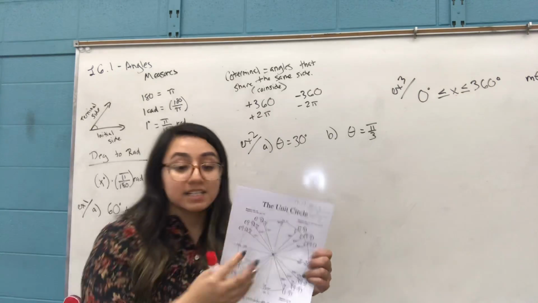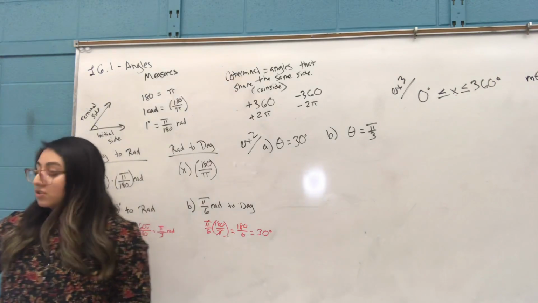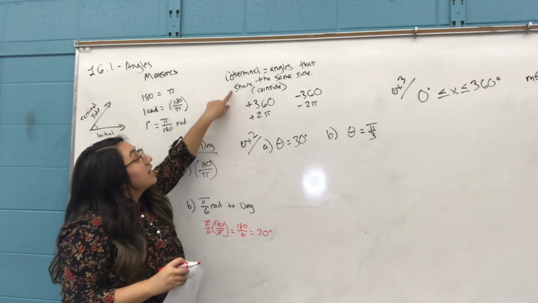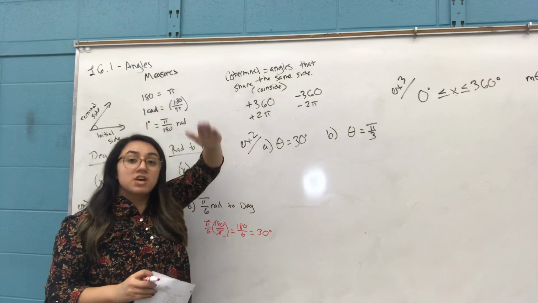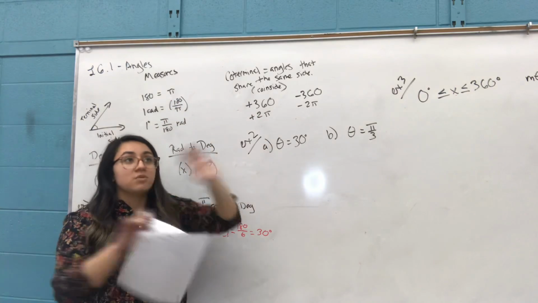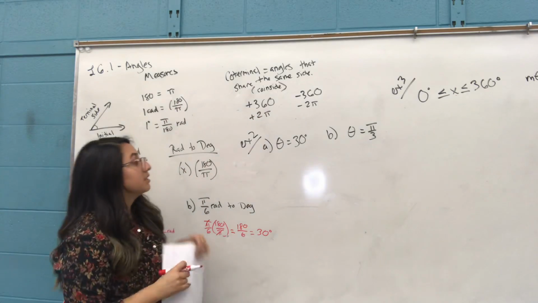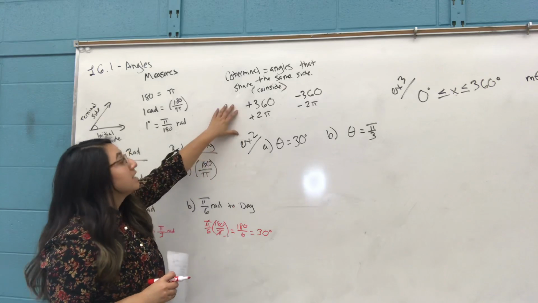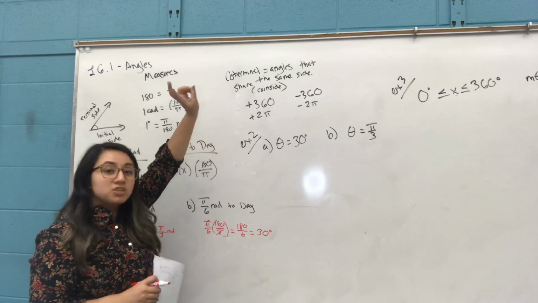Or you can subtract, and you can find a different measurement. So here, they are angles that share the same side. They coincide. So it's 30, it's also 390, it's also etc., etc. There's multiple numbers. It's an infinite number of different degrees. Here, we have 2 ways we can do it.